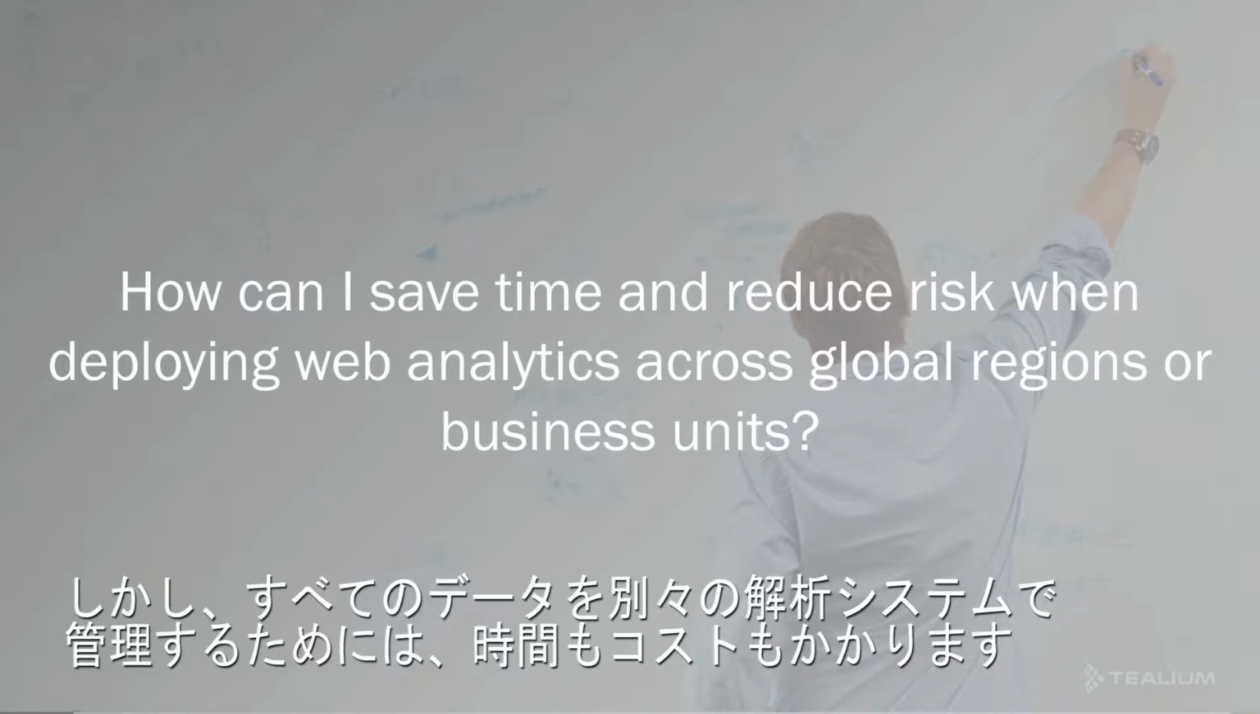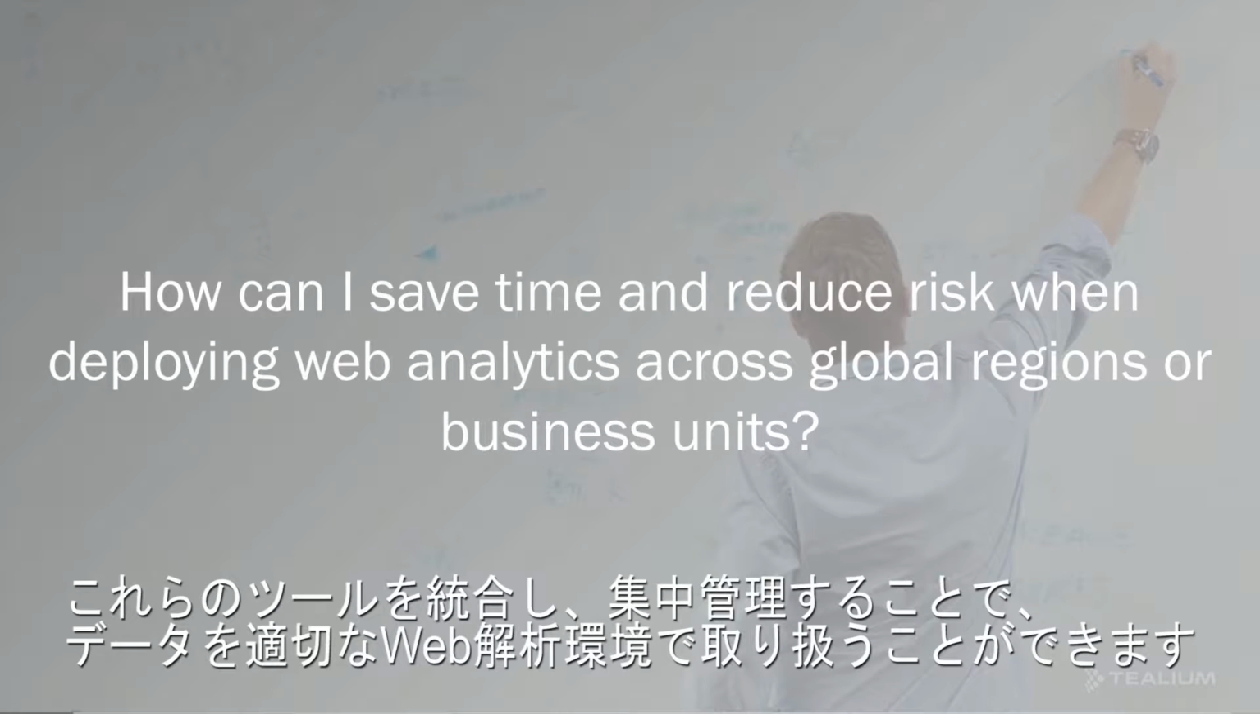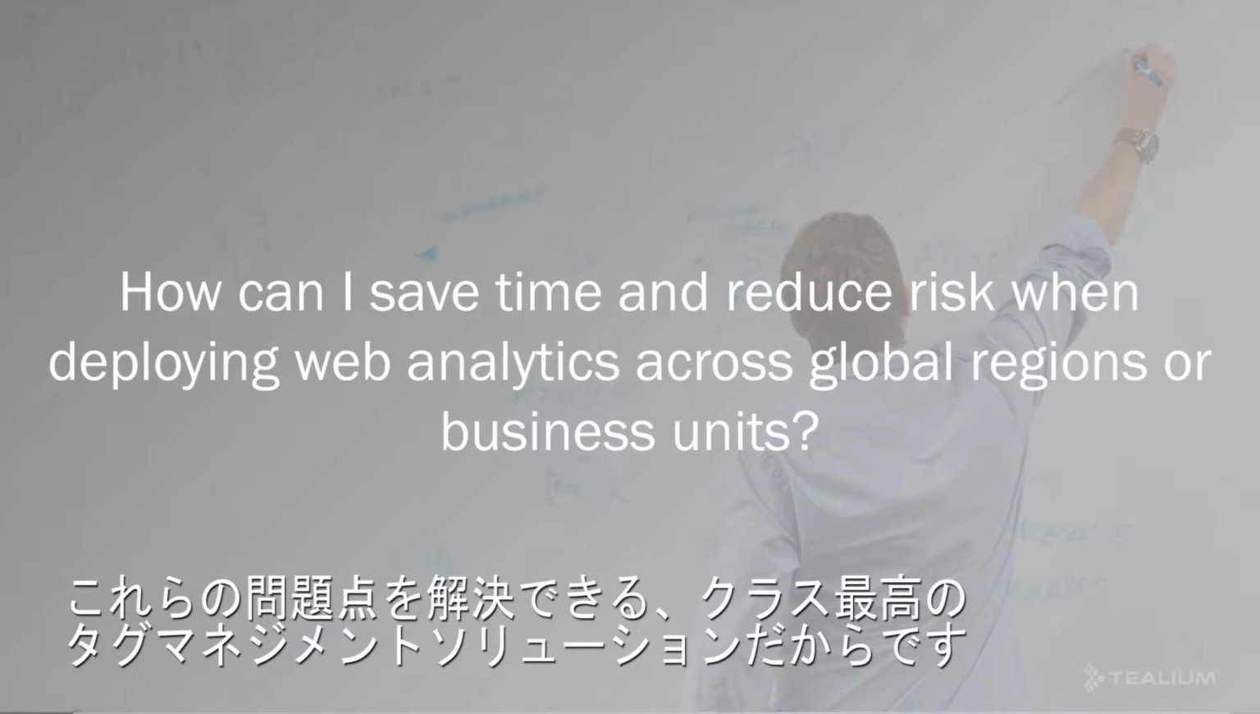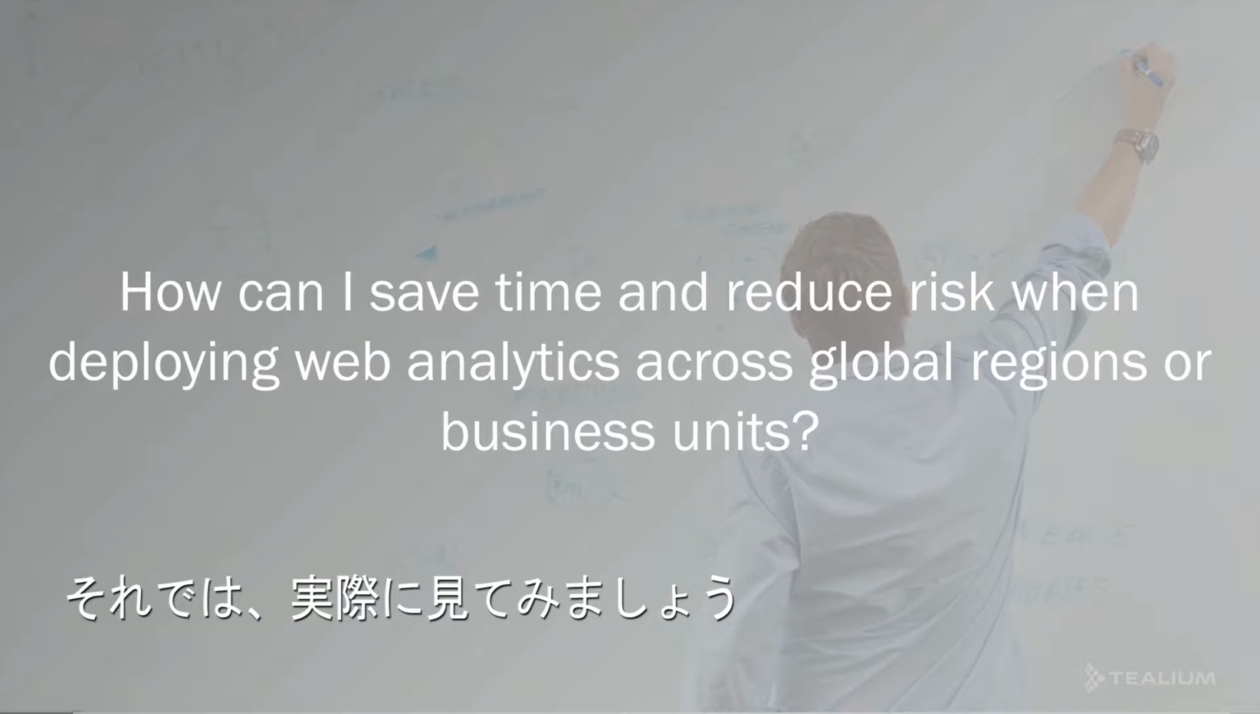Now, managing all of that data in each of those web analytics implementations can quickly become a really time-consuming and costly business. Ideally, you want to be able to manage all of those deployments across all of those regions from a central place and ensure that your data is going to be flowing into the correct web analytics environment. So luckily for you, if your organization's deployed Telium IQ, the best-in-class tag management solution, you can achieve all of that with ease. So let's take a look at how we can do it.